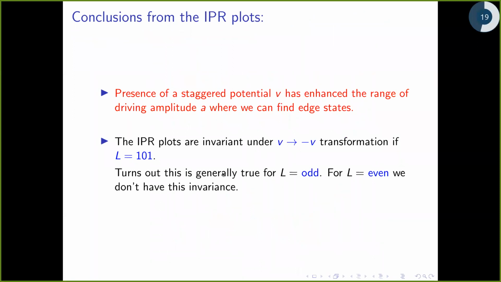So the conclusions from the plots are that if you have a staggered potential, then it can enhance the range of driving amplitude where we can find edge states, as I said. And then what we have also is that IPR plots are invariant under the V going to minus V transformation if L is odd in general, because what we found is that there is a parity symmetry and a V going to minus V symmetry in the system if the number of sites is odd. But for L even, we don't have this symmetry. So that's why the IPR plots look different if L is odd or L is even.